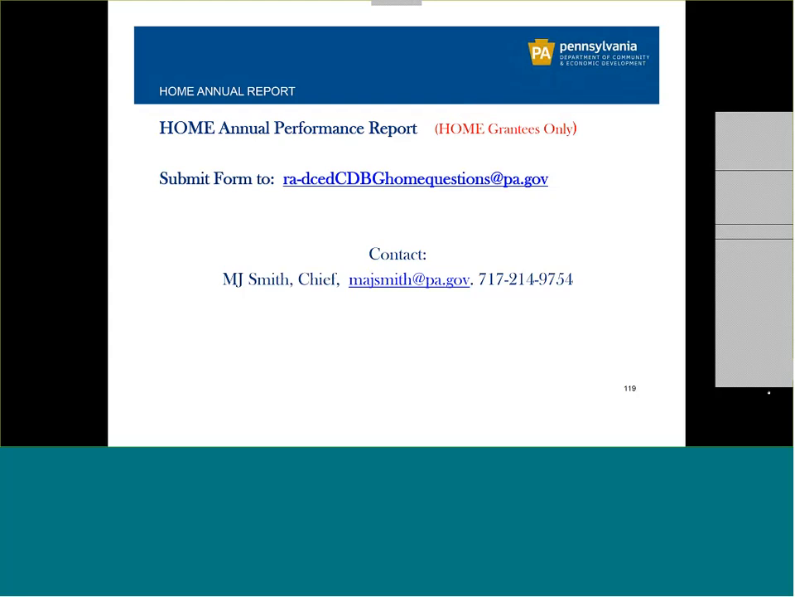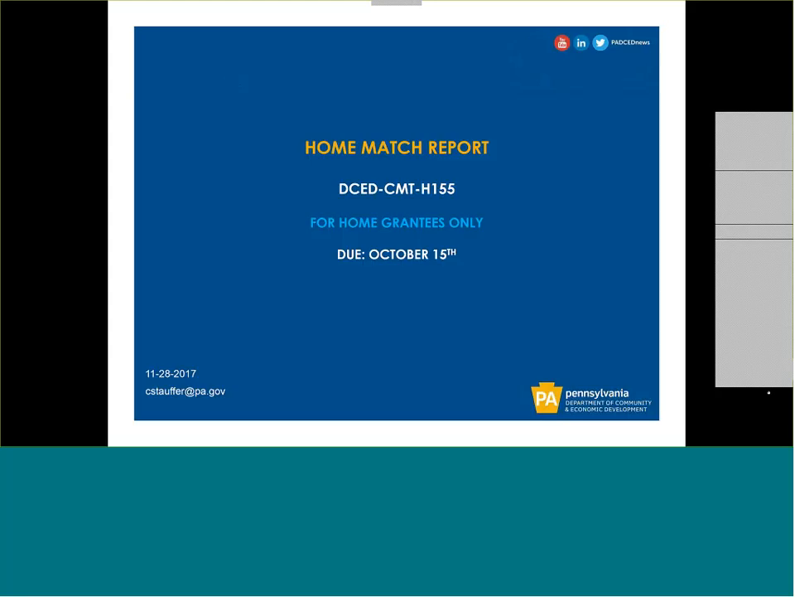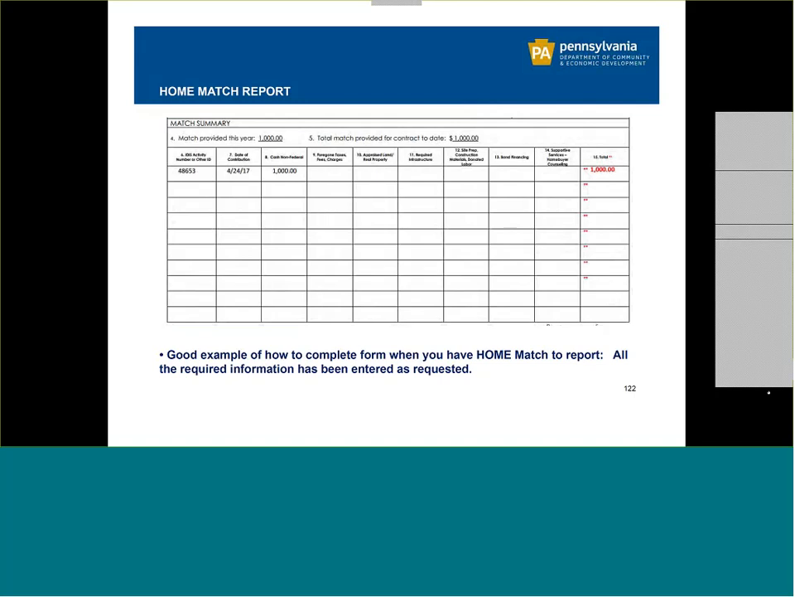Okay, that seems to be all the questions from the HOME manual. Okay, the HOME match report is Form CMT H155. It's for HOME grantees only, and it's due October 15th of each year. And we'll go on to look at our good example. This is a good example of how to complete the form when you have HOME match to report. You list the match provided this year, total match provided for contract to date, the IDIS activity number or other ID, date of contribution, cash non-federal, and total.